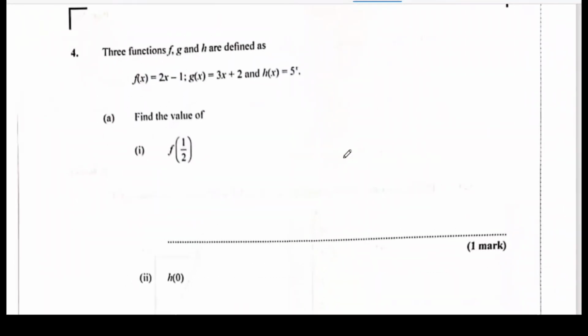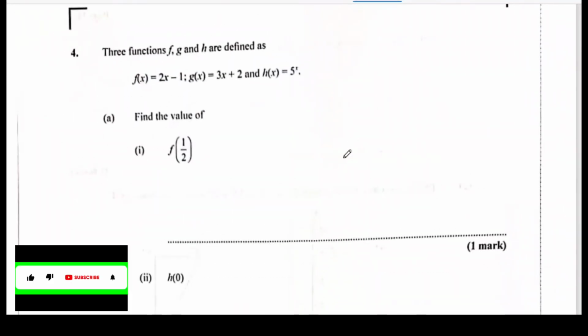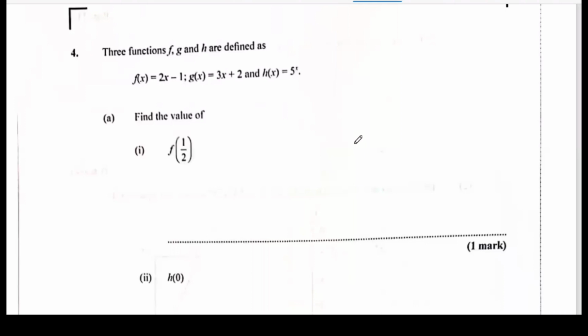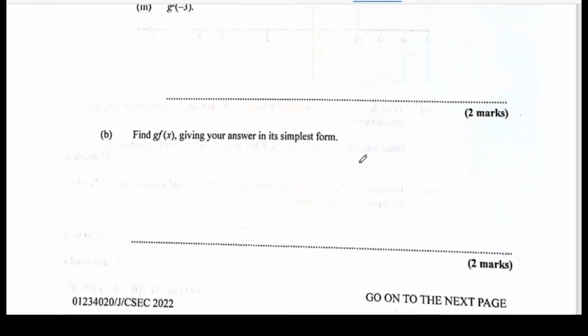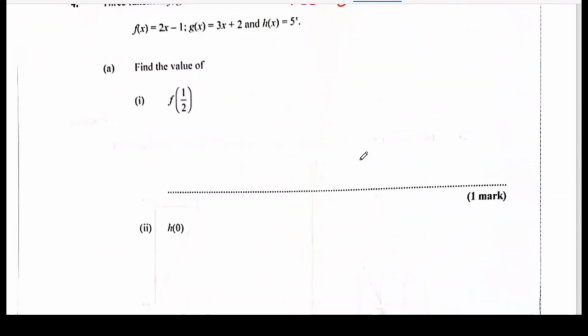Yeah. Three functions f, g, and h are defined as f of x is equal to 2x minus 1, g of x is equal to 3x plus 2, h of x is 5 raised to the x. All right, that's 5 raised to the x. Looks funny. This is saying h of x is 5 raised to the x. All right, so the questions are as follows.